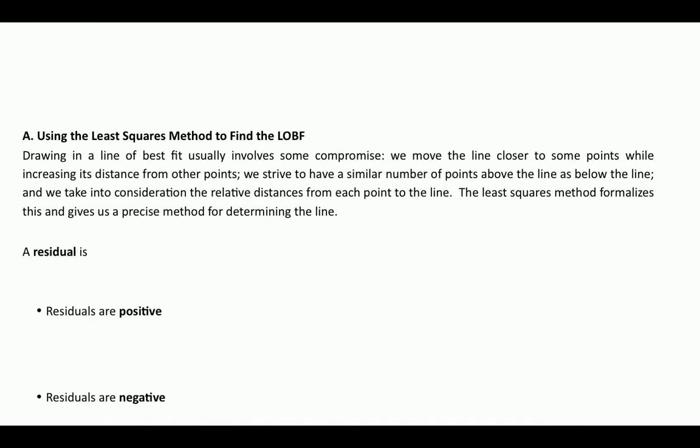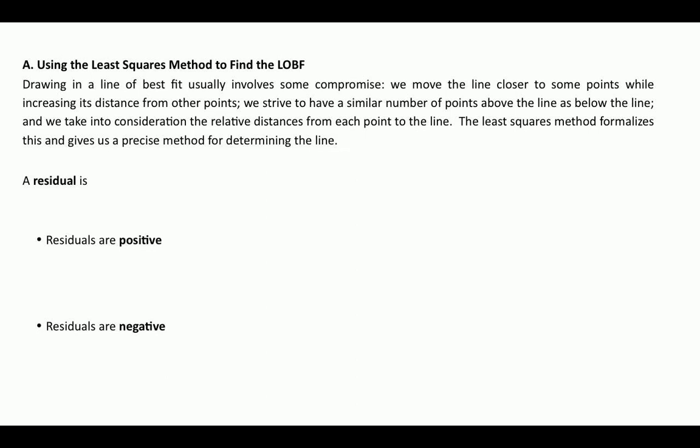So onwards, we have this thing called the least squares method to find the line of best fit. Drawing a line of best fit usually involves some compromise, right? We have to move the line closer to some points while increasing its distance from other points. Some points are above the line, some points are below the line. Whatever we do, we get a compromise.